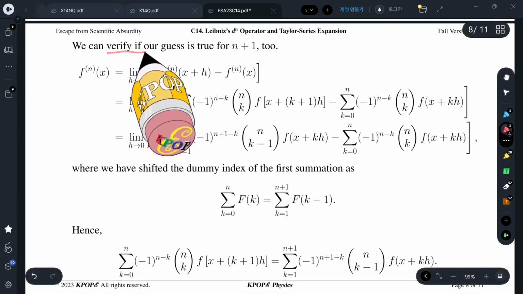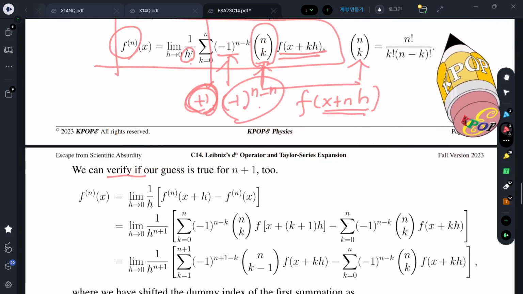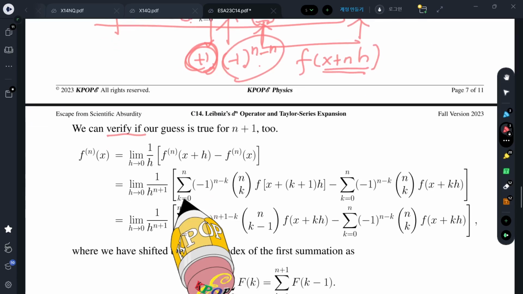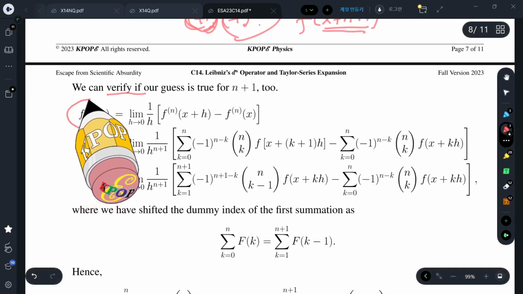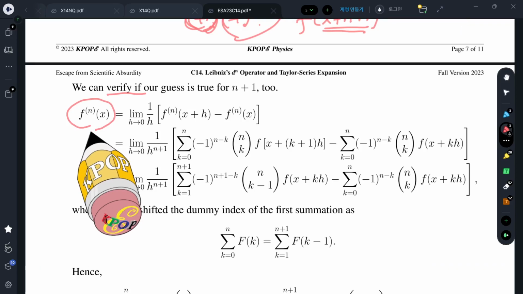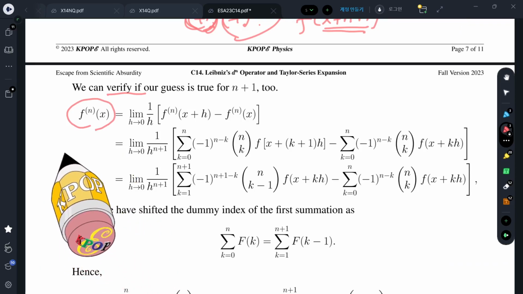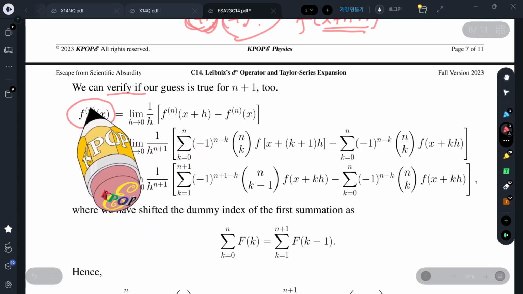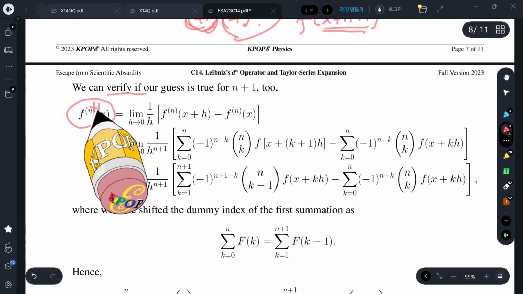So we can verify this is true for any n by making use of mathematical induction. That's the reason why we spent so much time to understand mathematical induction in the first few classes. Okay. There should be a typo. This is the n plus 1 derivative, right?